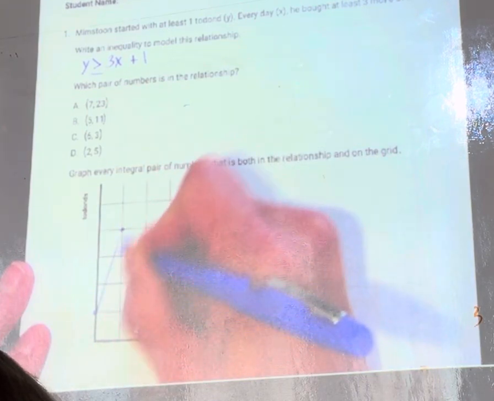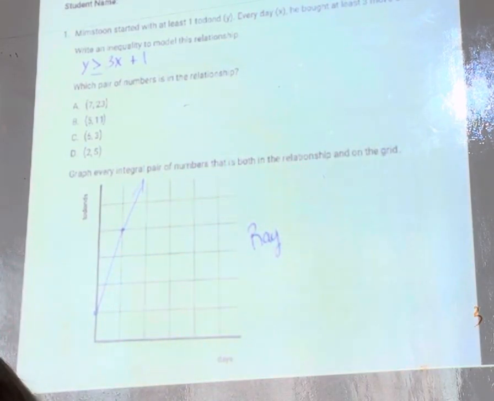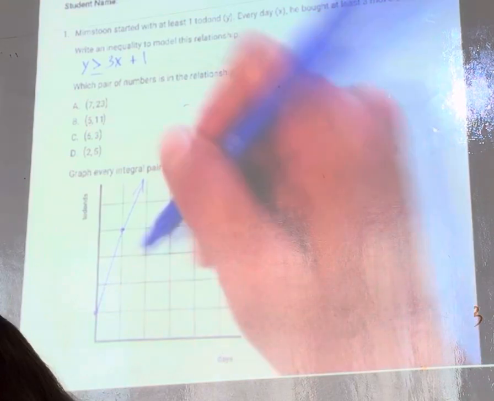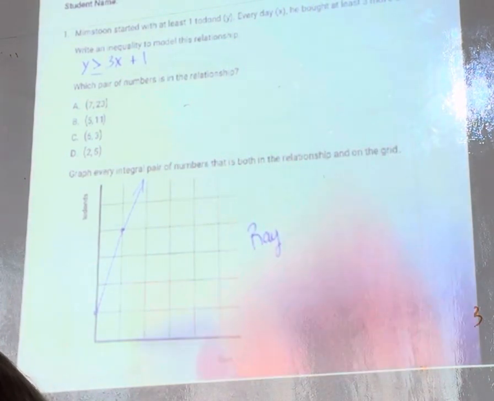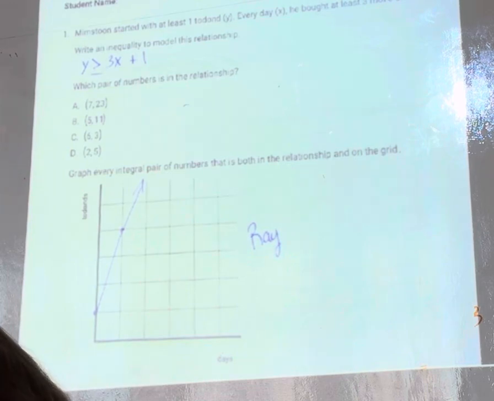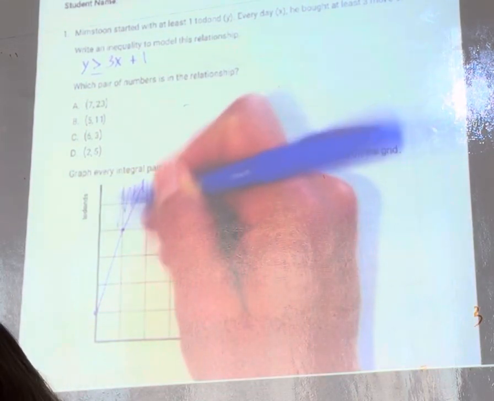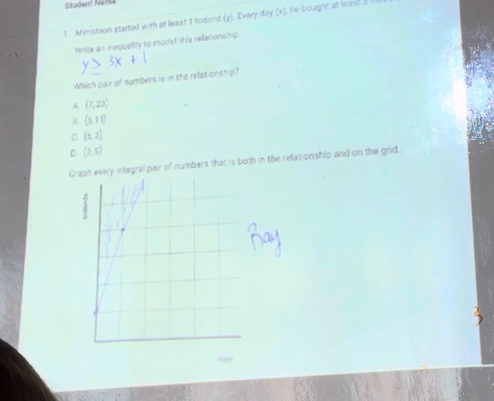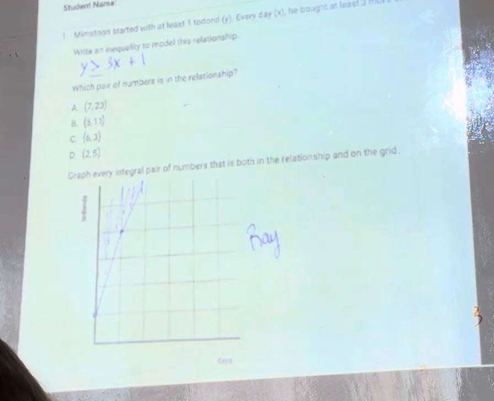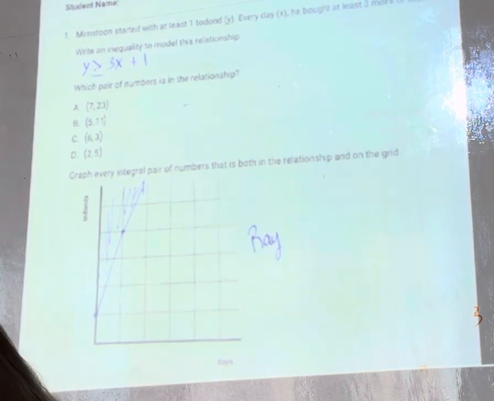And there's my line. And which way am I going to shade? Above or below? Above, because it's greater. Okay. Could you have changed your scale? Yeah. You could have. You don't need to, but you could have, so you could plot those other points.